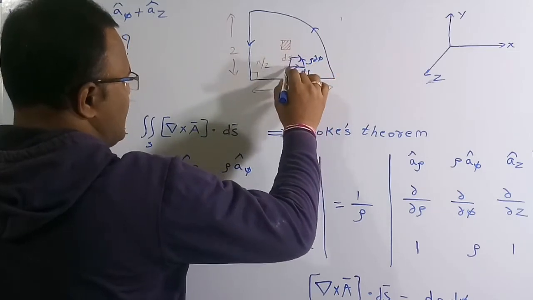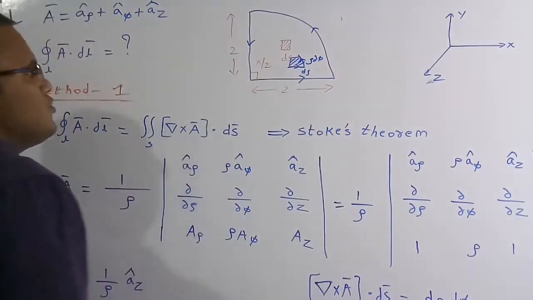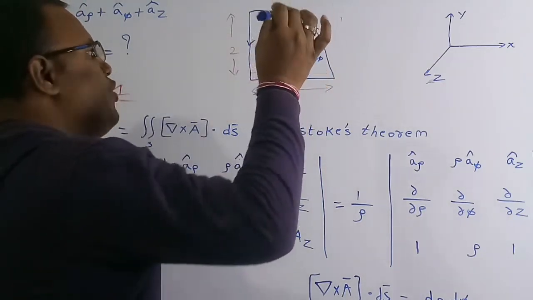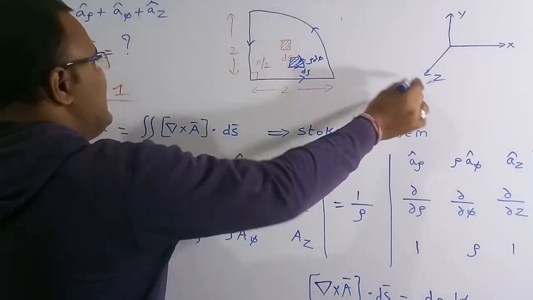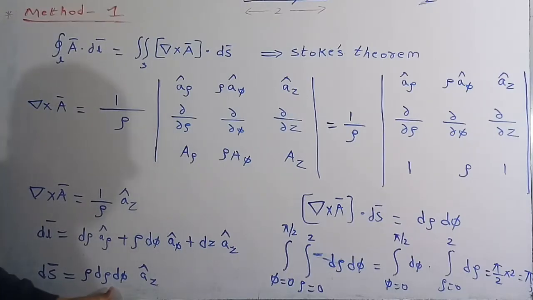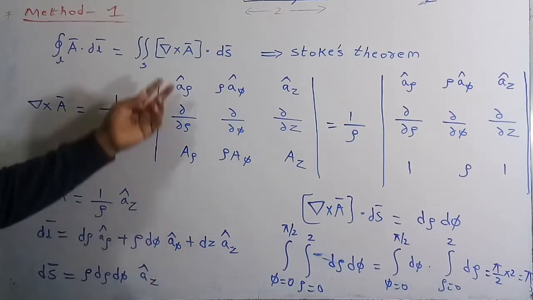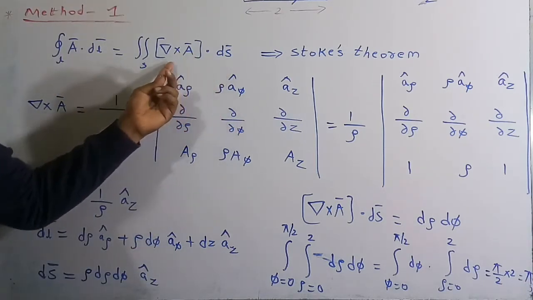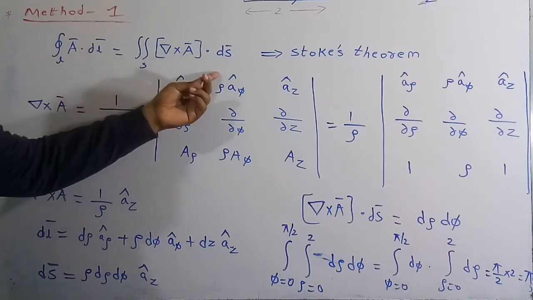So this is the area, this is the area vector. Area is equal to d rho into rho d phi, and the area vector will be perpendicular to this open surface, so this is the az axis. Therefore we can say ds bar is equal to rho d rho d phi az cap. We know the value of del cross A bar and also the value of ds bar. We just have to do the dot product of these two vectors.